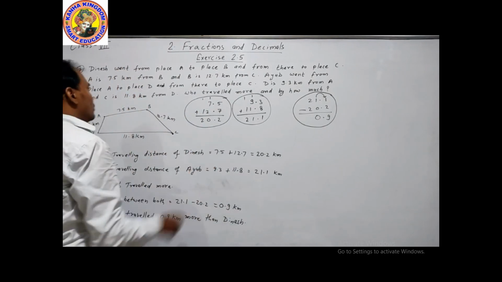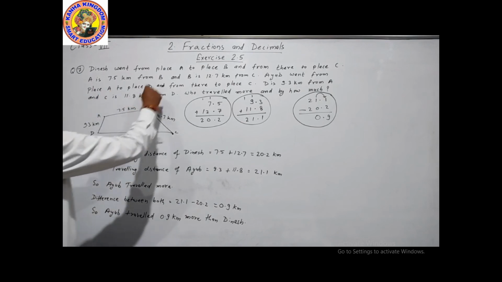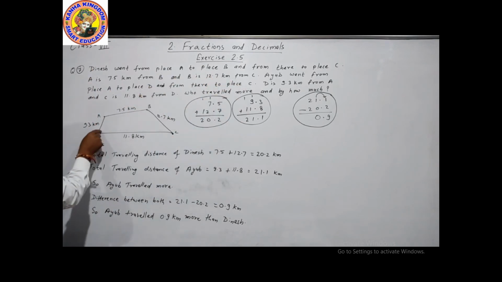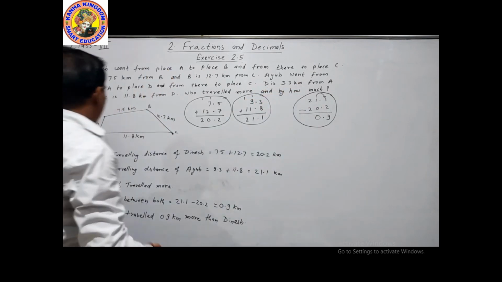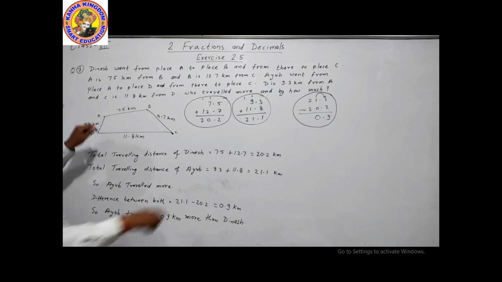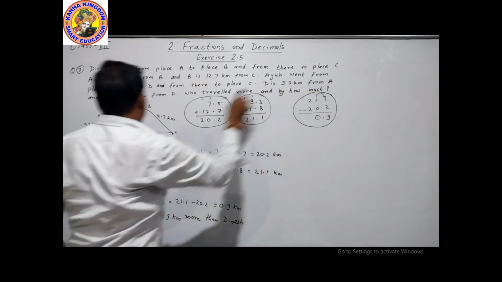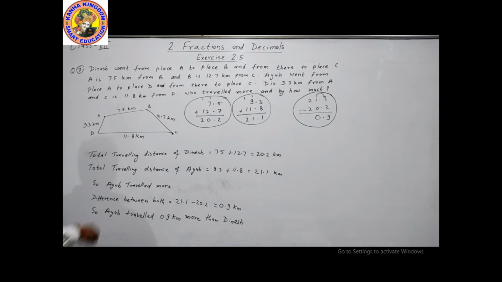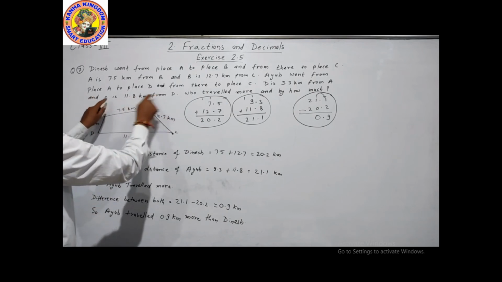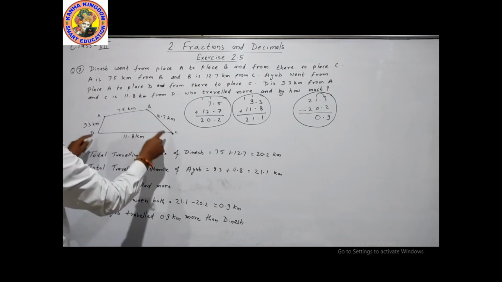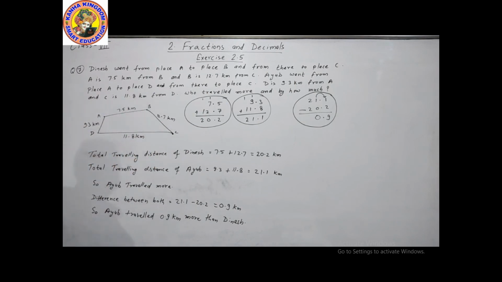Ayub went from A to D, then C. D is 9.3 km from A. The distance between D and A is 9.3. C is 11.8 km from D. The distance between C and D is 11.8. Who traveled more and by how much?